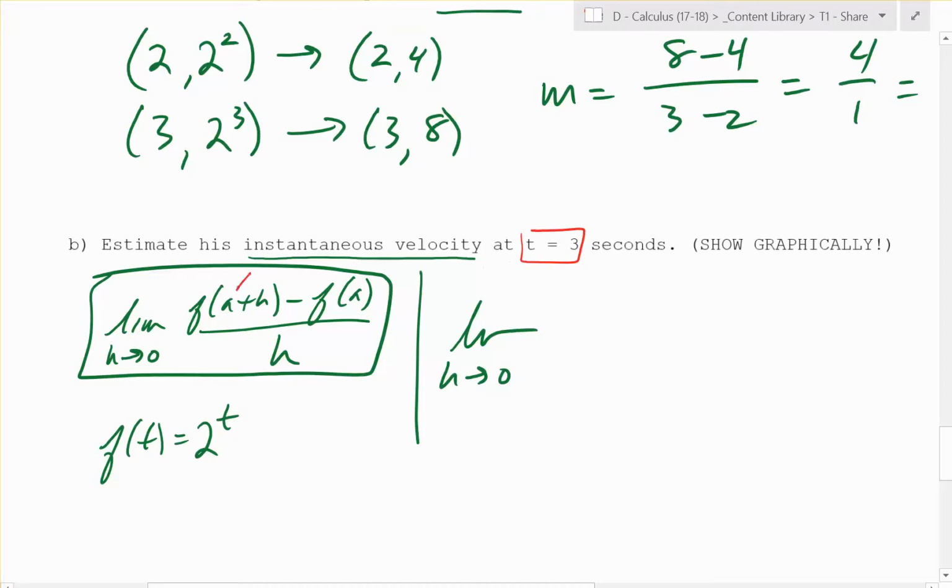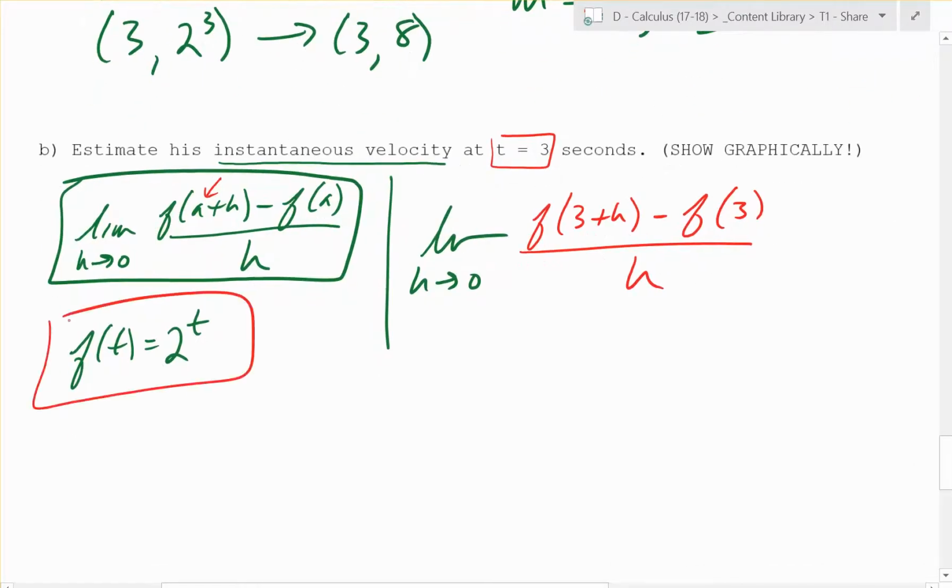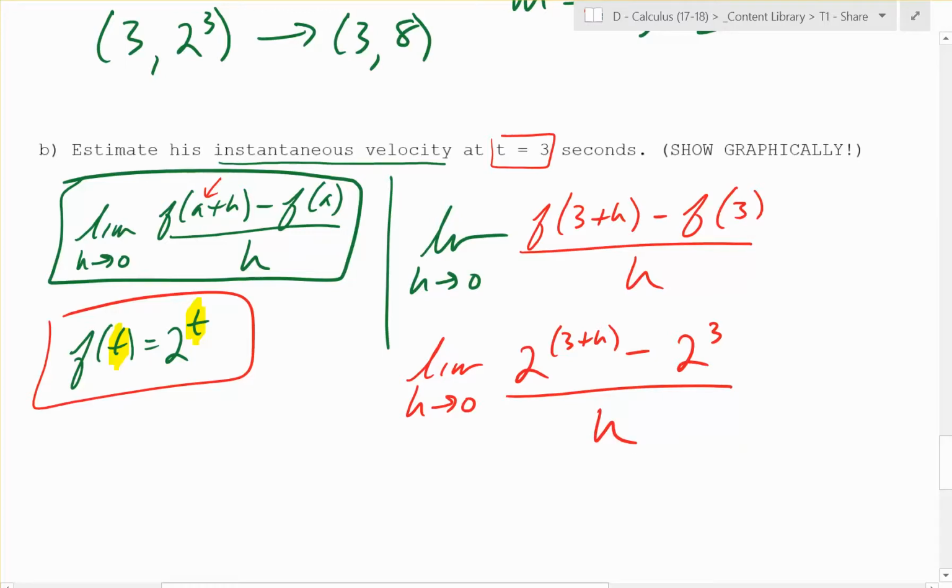So that is going to be our a value. So we're talking about f of 3 plus h minus f of 3 over h. And our function is 2 to the power, whatever you plug in, it's 2 to that power. So now we have the limit as h goes to 0 of 2 to that power minus 2 to the 3 all over h. So now we have this nice limit right here.